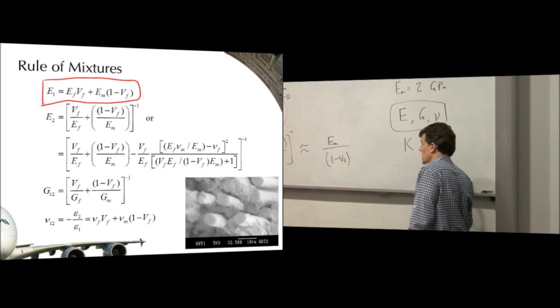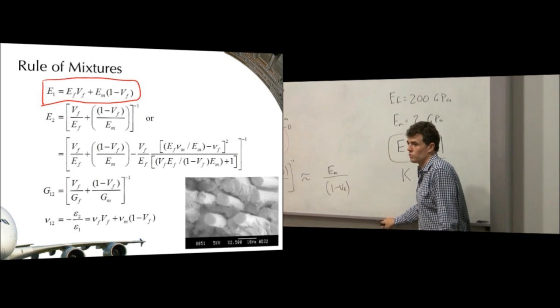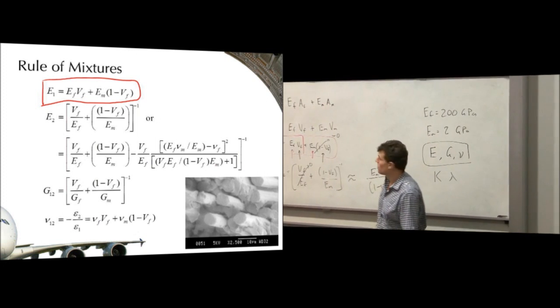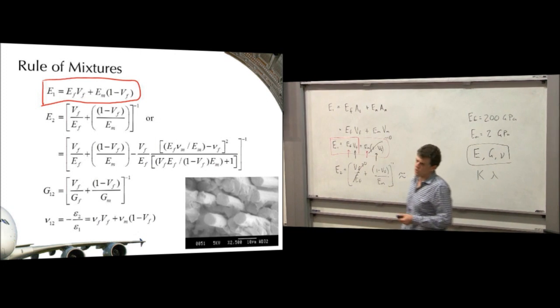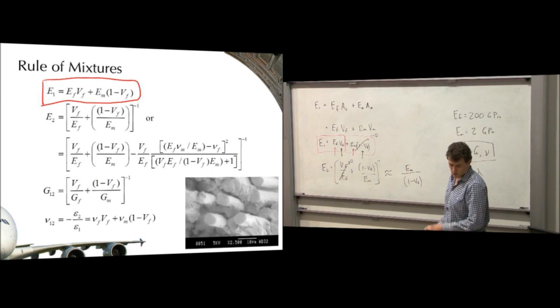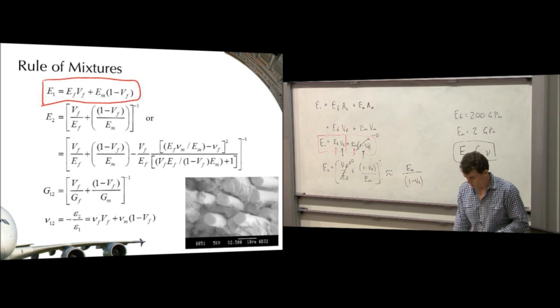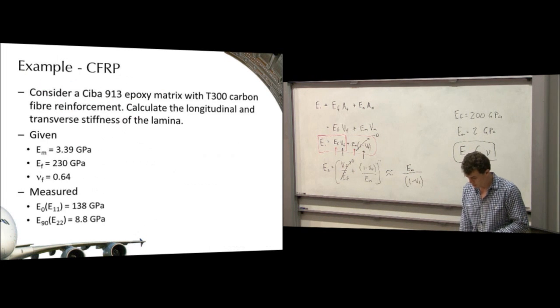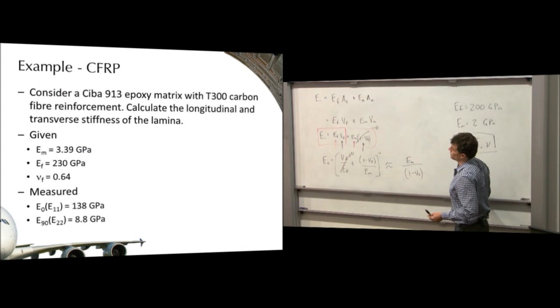So G has its separate formula. We can't go from E and nu to G. We have to work that out separately. And this is the formula for it. But as I've said, in most cases, the shear modulus is not super important for our calculations. And Poisson's ratio as well. So most of this you'll only be using as reference, but I will do an example. Okay, so let's do an example quickly.